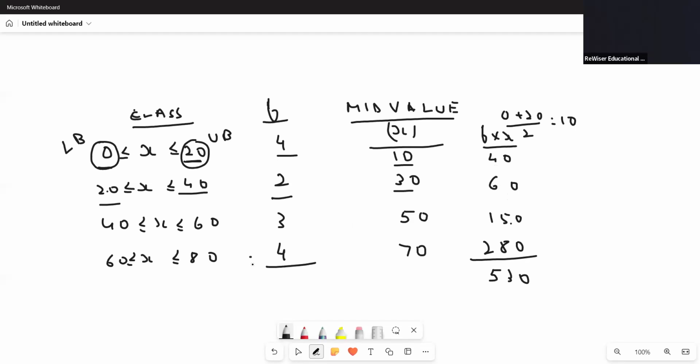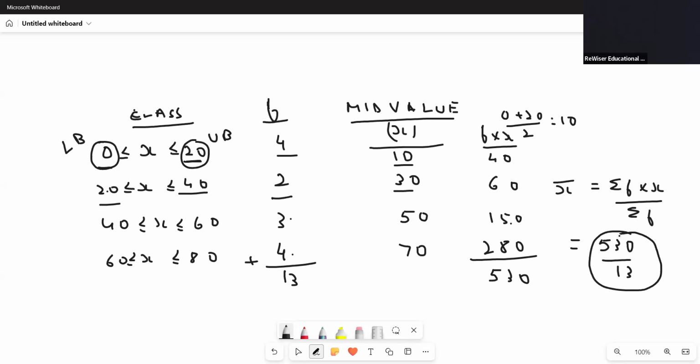Similarly, I have to get the sum of the frequencies. So that's 4, 3, 2, 4, which is 13. So in this case, the value of my x bar, or the mean, has to be, again, the summation of f into x divided by the sum of the frequencies. So that is equal to 530 divided by 13. So that's how we calculate the midmost value for a given class.